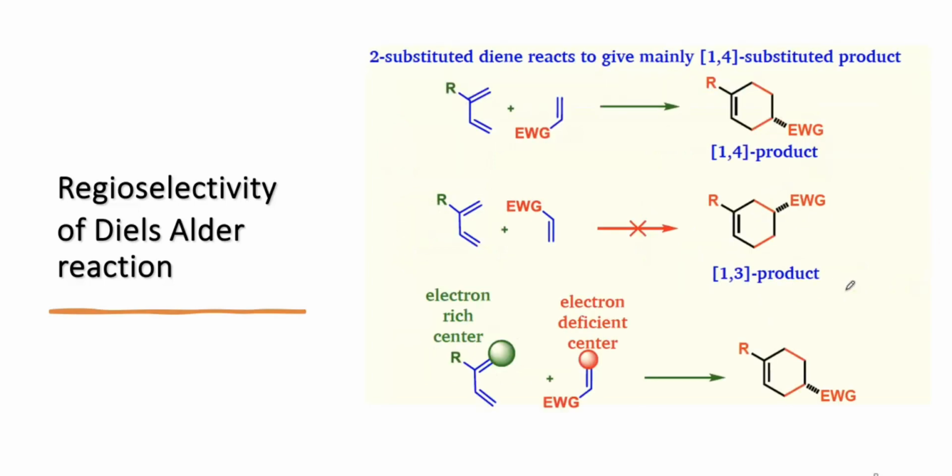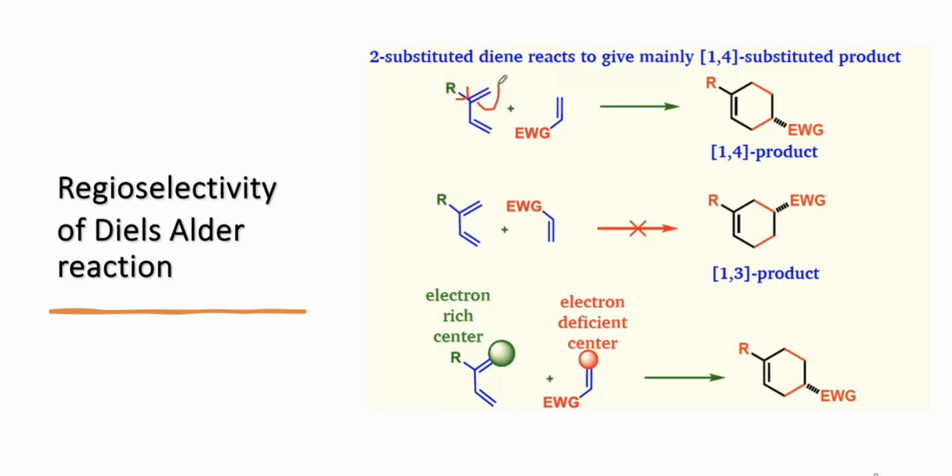Now coming to two substituted diene. Now we have seen the case of one substituted diene. So there are two possibilities, 1,2 product or 1,3 product. We will get 1,2 product as the major product because we will connect the electron rich portion or electron rich carbon of the diene and the electron deficient carbon of the dienophile. Now coming to two substituted diene. So this is the electron releasing group.